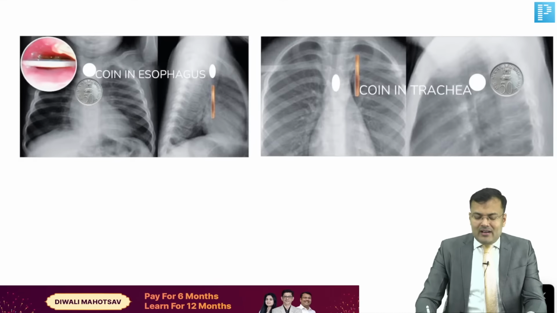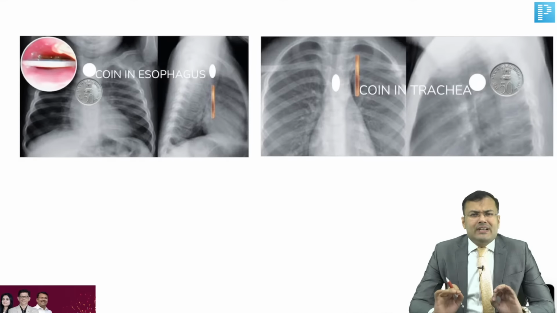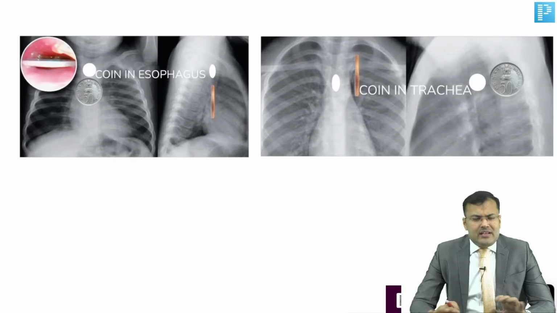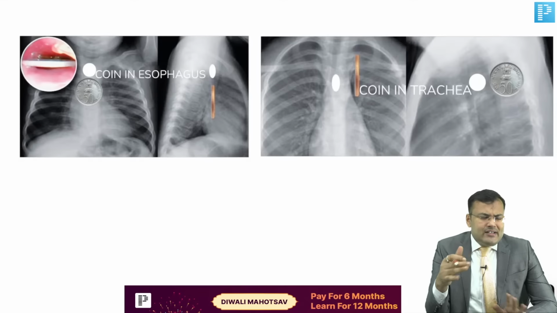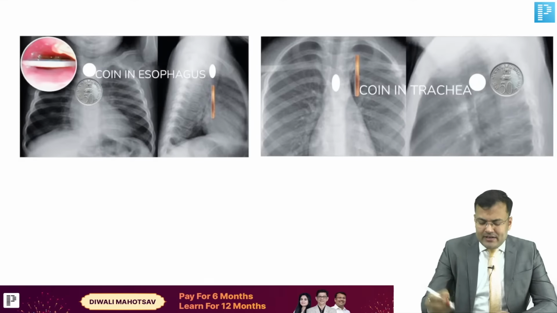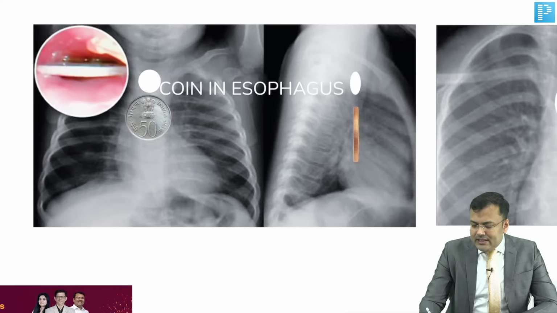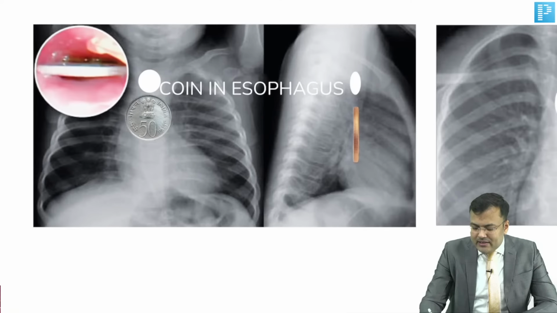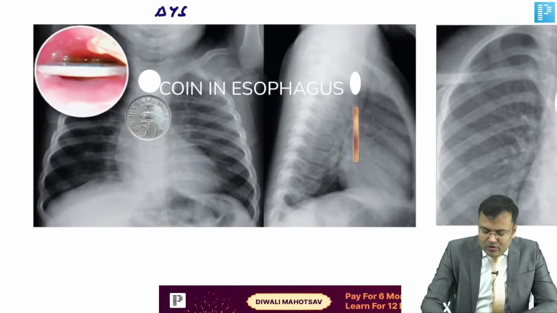There is one famous question which is being circulated nowadays. Almost in each and every exam these questions are asked. First, the child is going to swallow a coin. Coin is in trachea or coin is in esophagus. How to identify? First, on the basis of symptoms. If the child is having dysphagia, it means the coin is in esophagus.